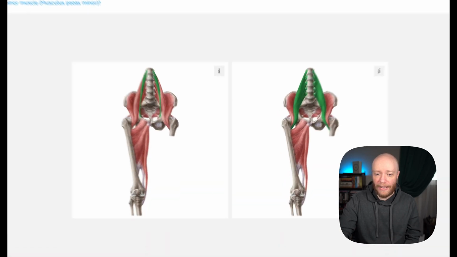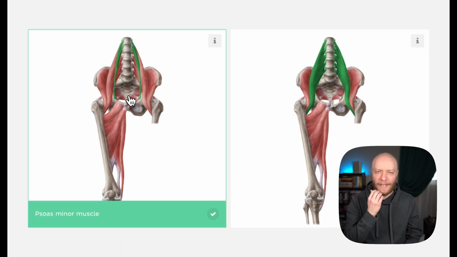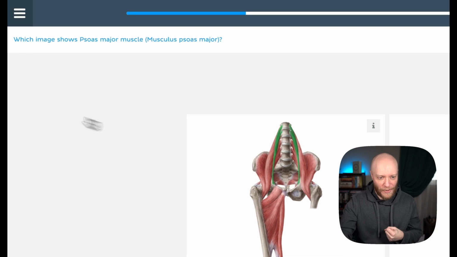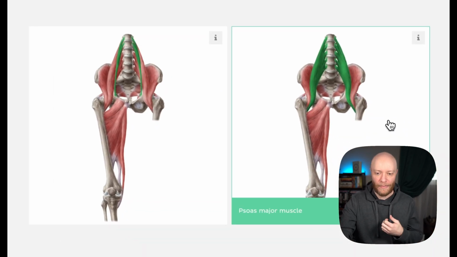So let's go ahead and get out of that. So the answer to this is going to be the smaller one, right? I think that makes a lot of sense. We can breeze through this question. Which image shows the psoas major muscle? That's going to be the more massive one.